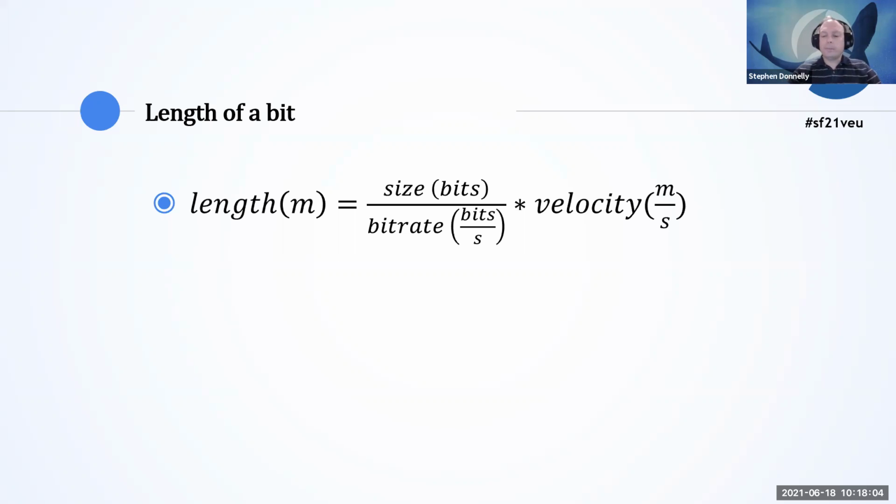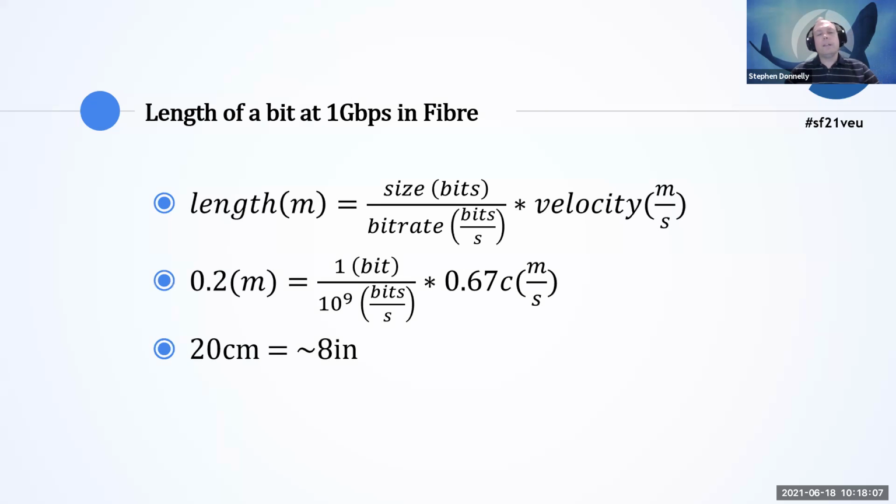So for example, if we had a bit rate of 1 gigabit per second and we send a single bit and our medium was a piece of fiber optic cable, then the speed that light travels through a fiber optic cable is about 2/3 the speed of light. So about 2 times 10 to the 8 meters per second, 0.67 C. And if you work that out, it turns out that one bit at 1 gigabit per second is about 0.2 meters long. So about 20 centimeters.